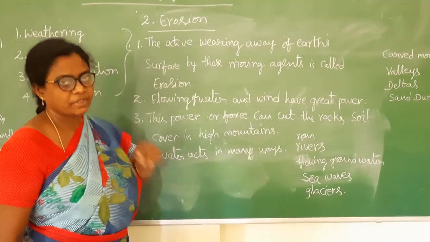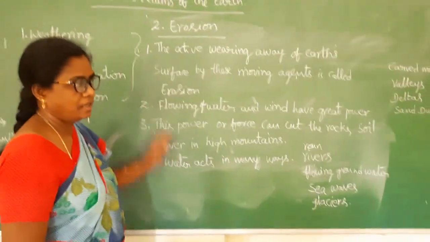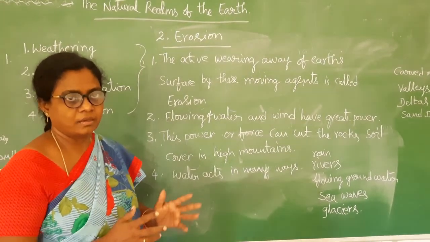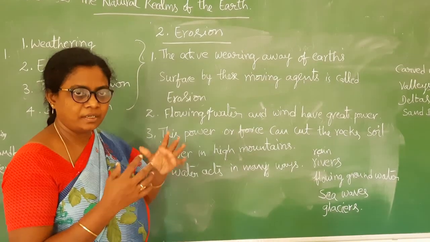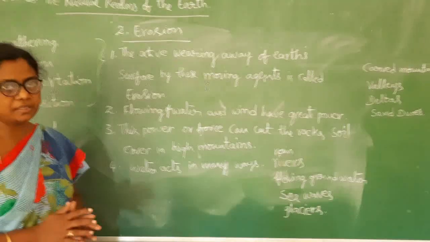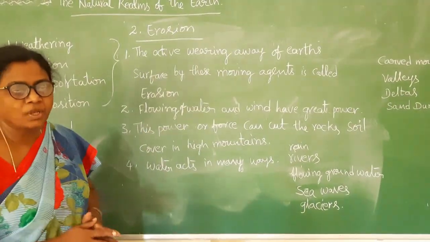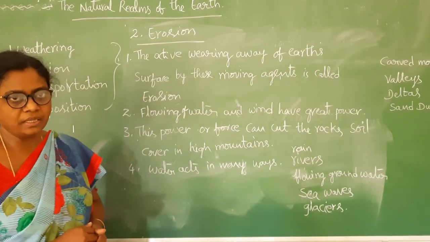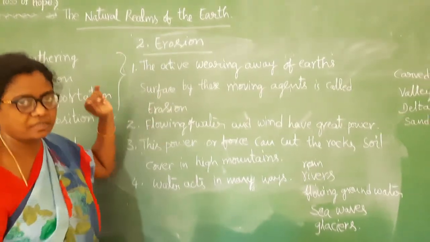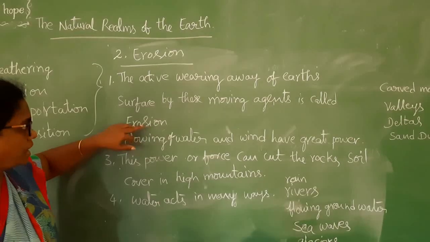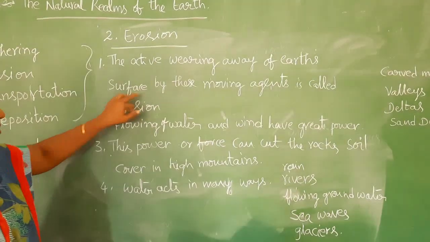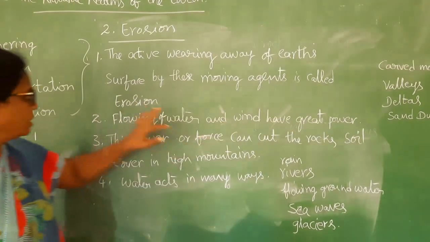Next, erosion. In the weathering process, the outer portion becomes brittle. We already discussed that. After that, particles from that rock move along with water. So those moving agents are called erosion. The active wearing away of Earth's surface by these moving agents is called erosion.